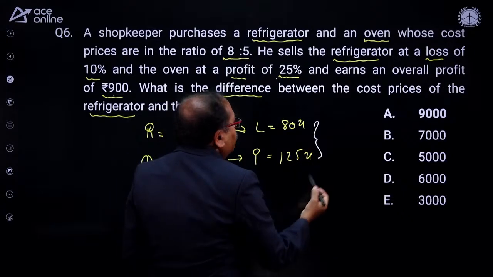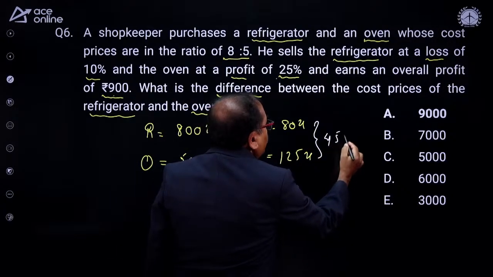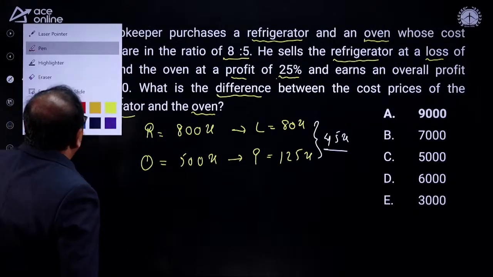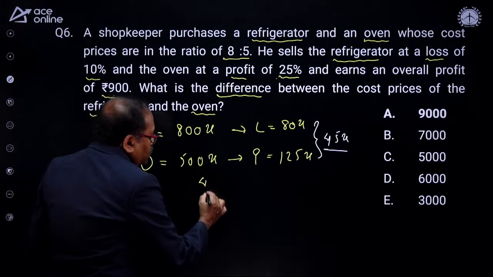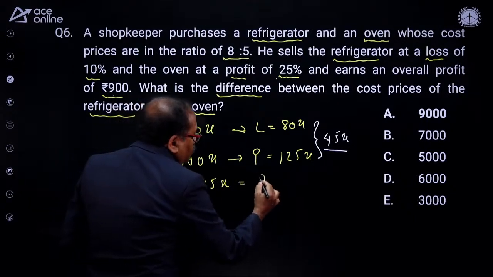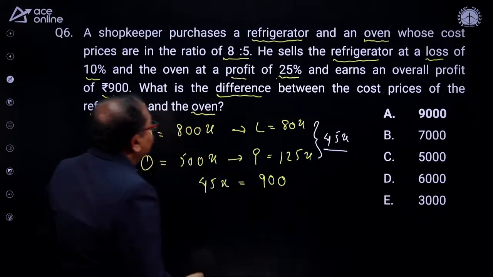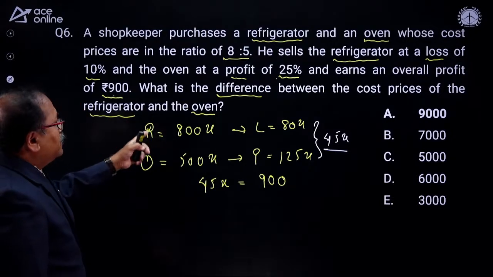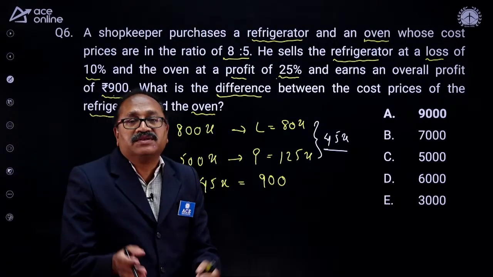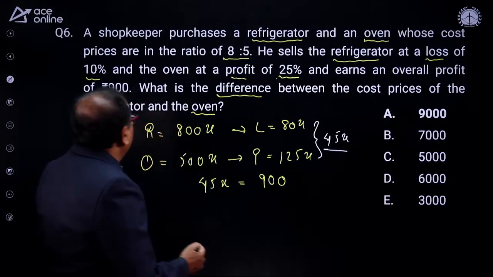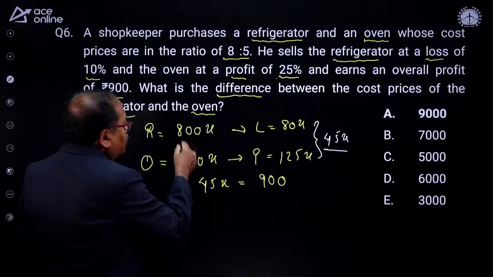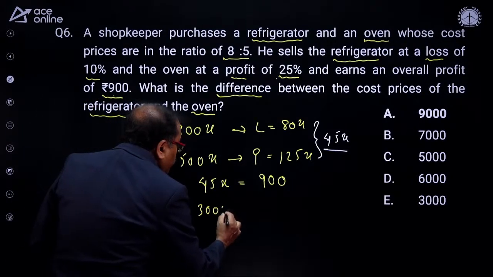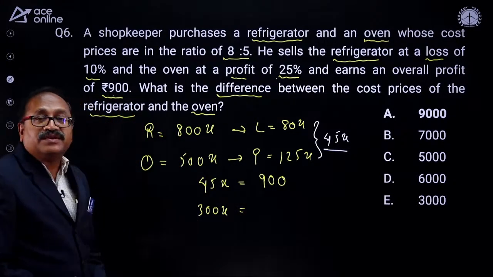What is the difference from here to here? I notice that this is 45x and that 45x is equal to 900. So let's write down: 45x is equal to 900. हमें क्या चाहिए? The difference between the cost price of the refrigerator and oven. So that means the difference is 300x. Find out 300x is equal to how much?